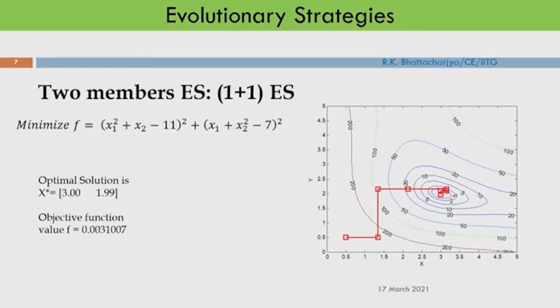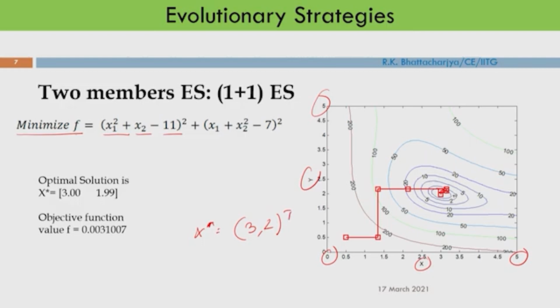So, I think you have seen this particular function. This is a minimization problem: x1 square plus x2 minus 11 whole square, plus x1 plus x2 square minus 7 whole square. I have plotted this function between 0 and 5, that means x1 is between 0 and 5. So, I have written x and y. x is between 0 and 5 and y is also between 0 and 5, that means it is in the first quadrant, and the first quadrant solution is 3 and 2. So, this is the solution somewhere here. So, x star is 3 and 2.